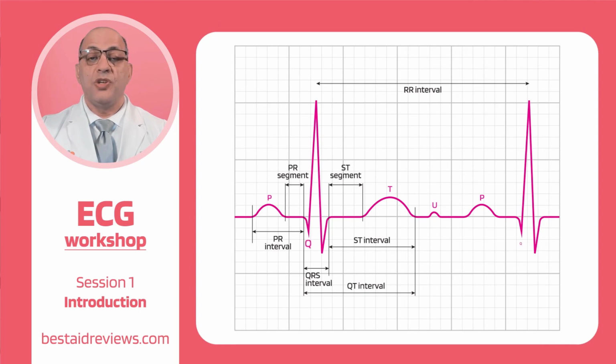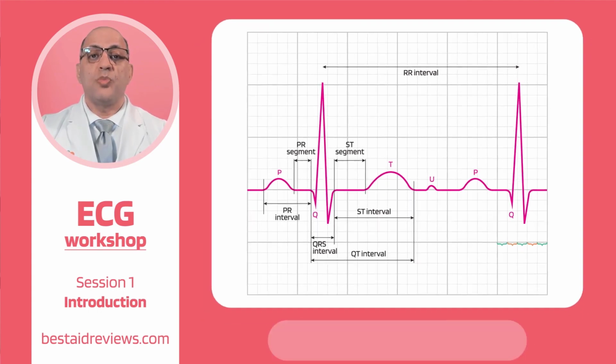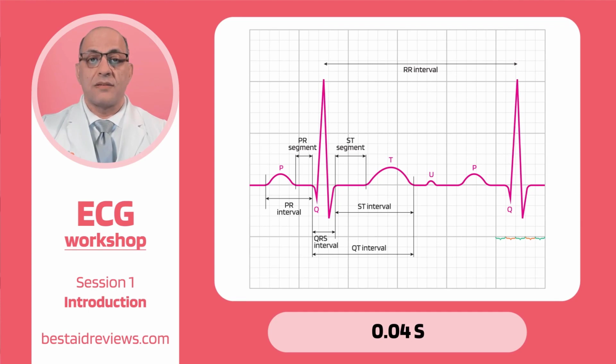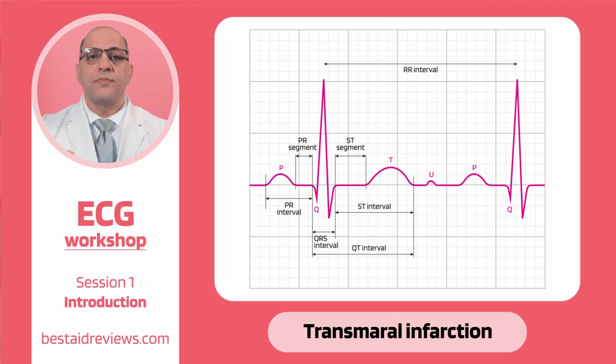Now we look at the Q wave. The Q wave is less than 1 small box when we think about the duration. So the x-axis shows the time, the duration, and a small box, 1 millimeter, is actually 0.04 seconds. So if a Q wave is bigger than that, it could be pathologic, and it is usually a sign of transmural infarction. But it's a late sign.